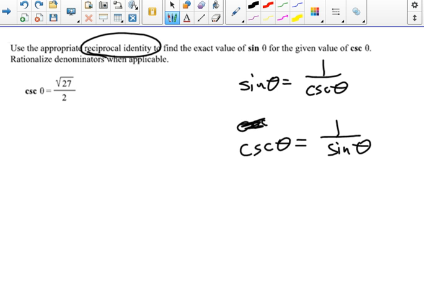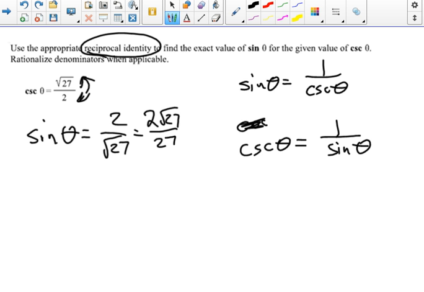So, if we know the cosecant, all we have to do is flip this upside down, and we'll have the sine. Now, of course, we'll have to rationalize. That's going to be 2 square root of 27 over 27.